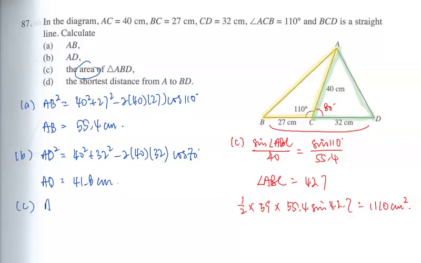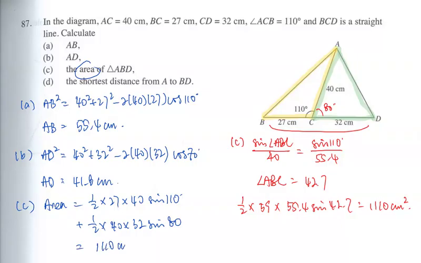Okay, the area is half times 27 times 40 sine 110. This is the yellow color one. Plus half times 40 times 32 sine 80. This is the green color one. Actually, it is much faster. So you just key this whole string into your calculator, you will get the same answer. 1110 cm squared. Okay, so two methods, both work.